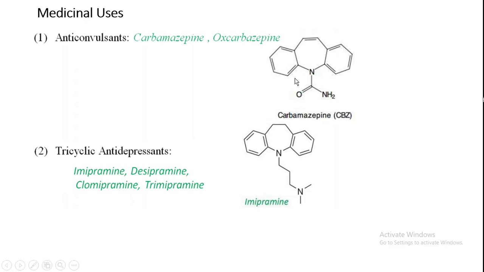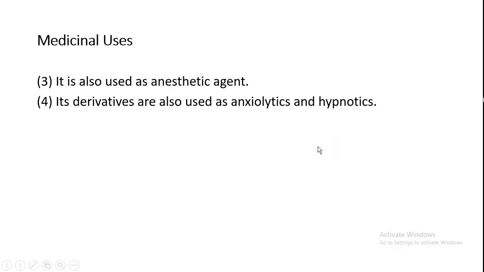Next, medicinal uses. It is used in anticonvulsant drugs such as carbamazepine and oxcarbazepine. These contain the basic structure of azepine. You see this structure is azepine, the middle structure is nothing but the azepine. Then tricyclic antidepressants or TCAs, for example imipramine, desipramine, clomipramine, trimipramine. So this is the structure of imipramine. It contains the basic structure of azepine with two benzene rings fused together.